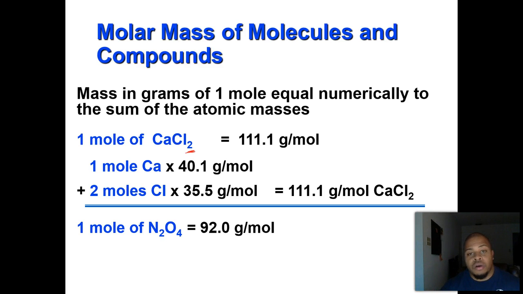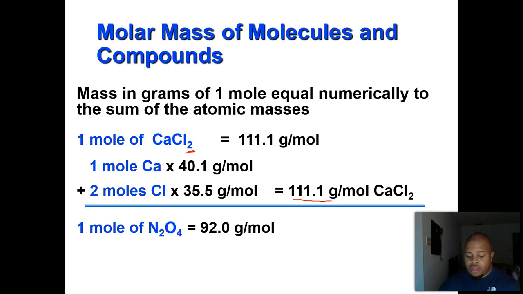So 40.08 or 40.1 plus 2 of my chlorines, which each have a mass of 35.5. Then I'm going to add all of that up and come out with approximately 111.1. Now, notice the unit that is given here is grams per mole. So 1 mole of calcium chloride has a mass of 111.1 grams. This is going to be your basic unit that you use for molar mass. If we're trying to find the molar mass, this is what you're going to use.